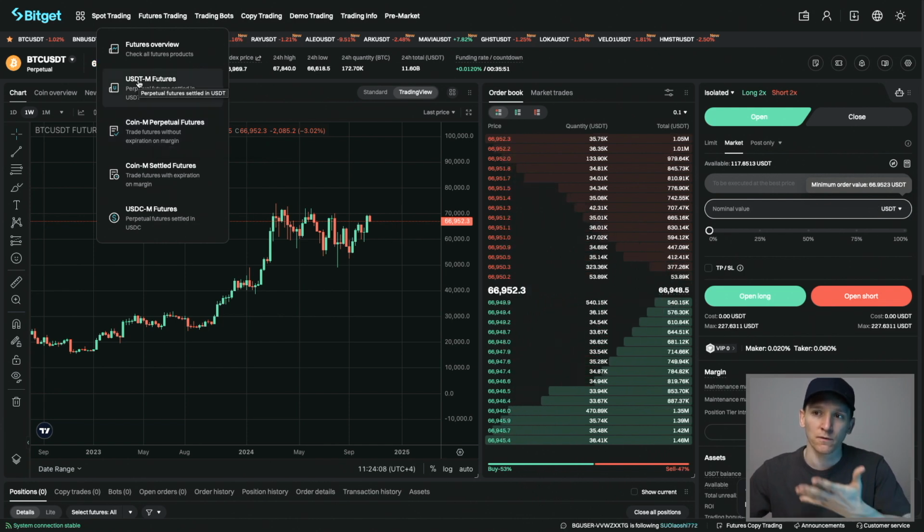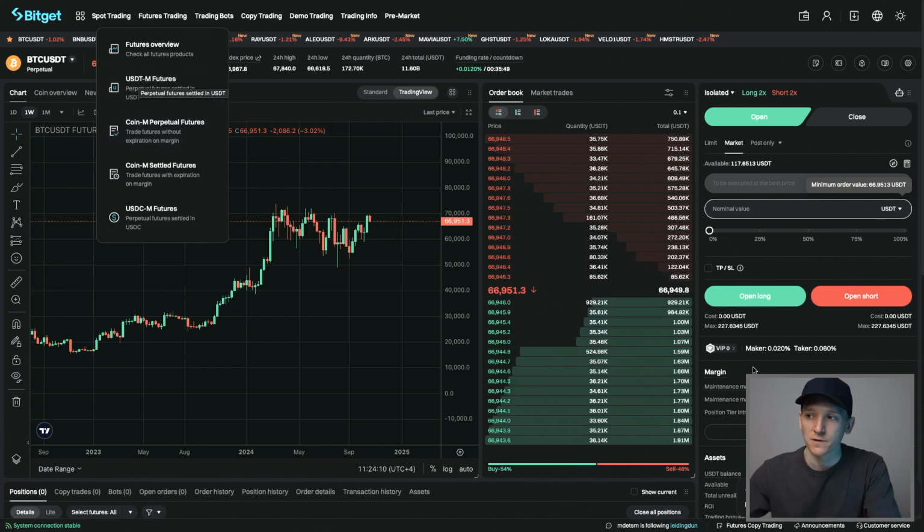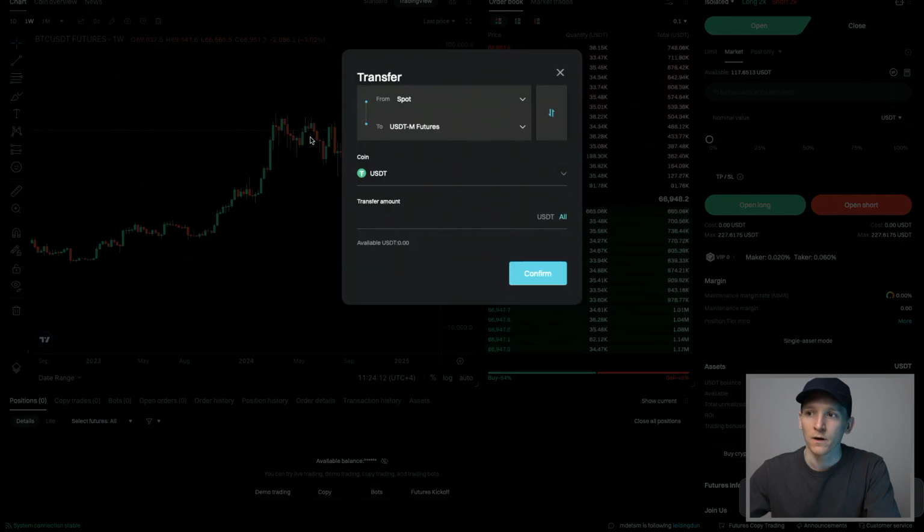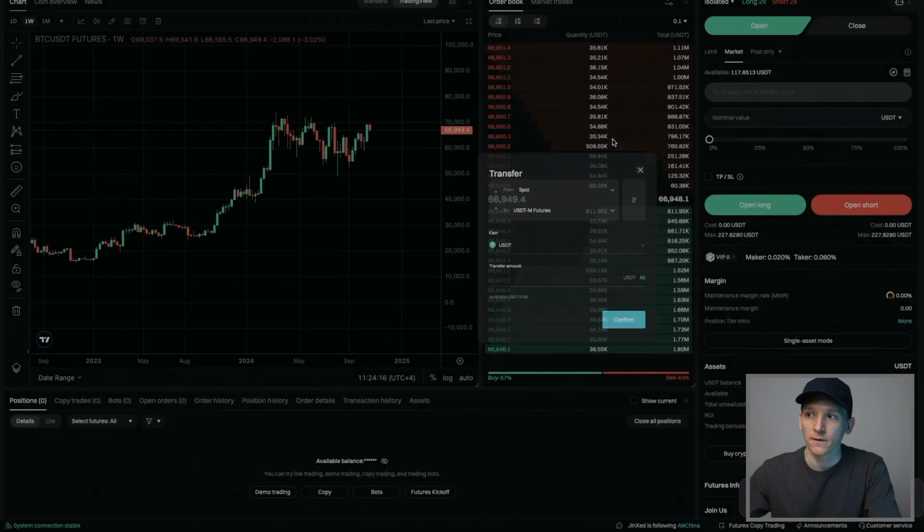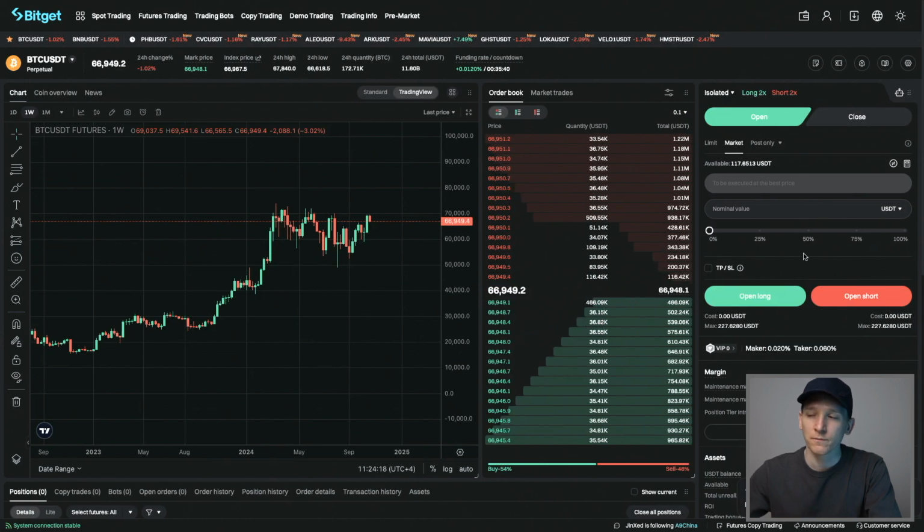So most people will use USDT margin futures. Go down to transfer, and you can put the USDT in from the spot account into your margin account, and there you go. Now, this is only for short-term trading, and we can now choose to either go long, betting the price goes up, or go short, thinking the price is going to go down. We can trade with an amount of leverage if we want.